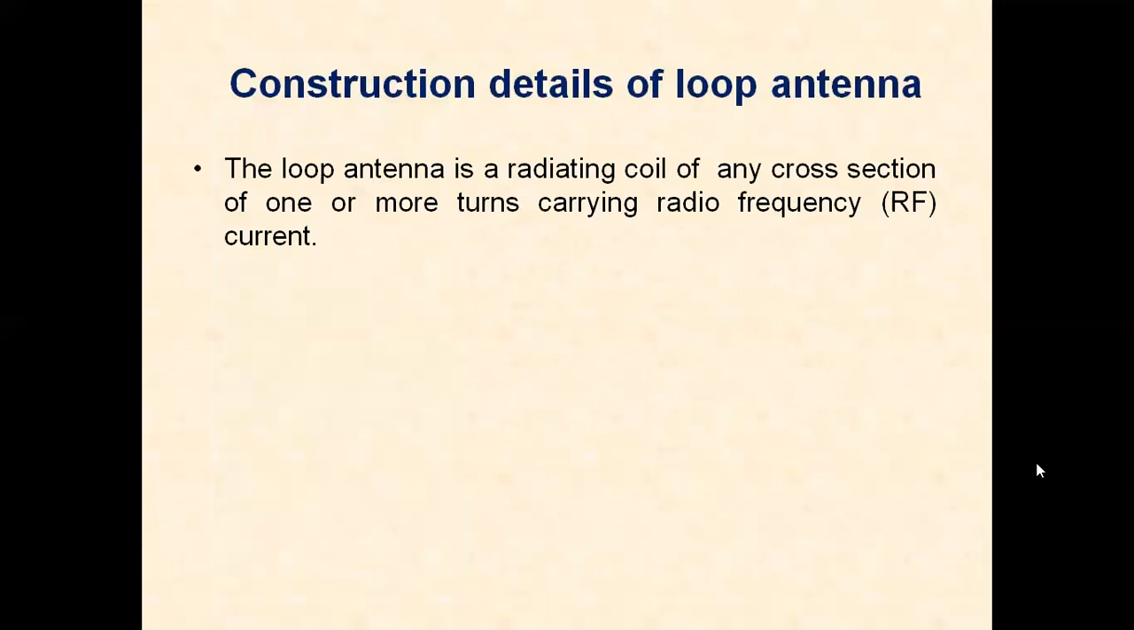Now we'll see about the loop antenna, which is also one of the microwave antennas. The loop antenna is a radiating coil of any cross section of one or more turns carrying radio frequency current. So it consists of a coil. We have one or more turns, and this coil carries the radio frequency current, that is, the modulated signal. A loop antenna is a single turn coil, or we have more number of turns carrying the RF current.